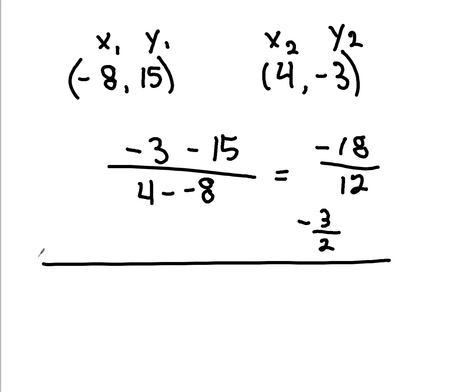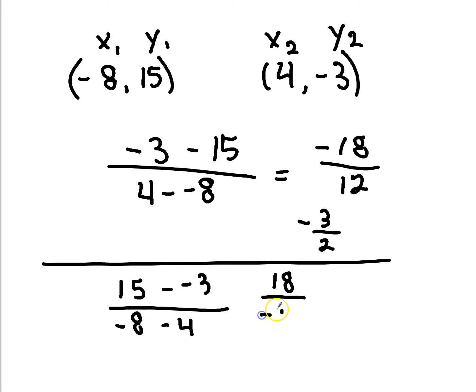Some people will ask, well, what if you'd subtracted the other direction? Instead of doing negative 3 minus 15, if you'd started with 15 minus negative 3. Well, no problem. If you want to start on the left and subtract the y's, 15 minus negative 3, just do negative 8 minus 4 for the bottom. Let's see what we get. 15 minus negative 3 is 18. Negative 8 minus 4 is negative 12. This can still be top and bottom divided by 6, so I'm going to put the negative out front and write 3 over 2. So you got the same answer either way.